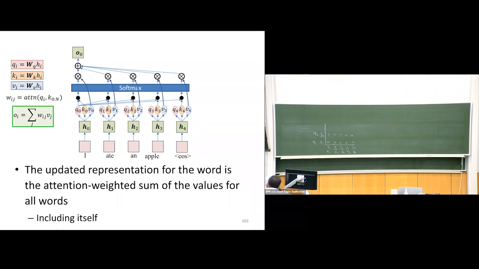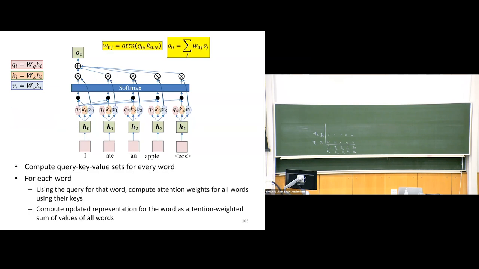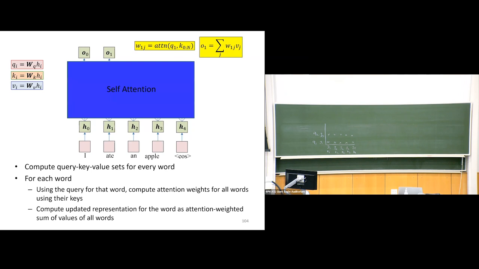I'm going to use the key for the first word, 0th. The index is different on the board and on the slides, but I'm going to use the query for the 0th word with the keys for all the words, including the 0th word, right? Because clearly, most of the information must come from itself, right? To compute the weights for all of them, I'm going to use those weights and average the values with these weights to get the updated representation for the 0th word. And I do the same for every one of those words. So then I do the same thing for the next word and the next word and the next word. And now I have updated representations for all the words.